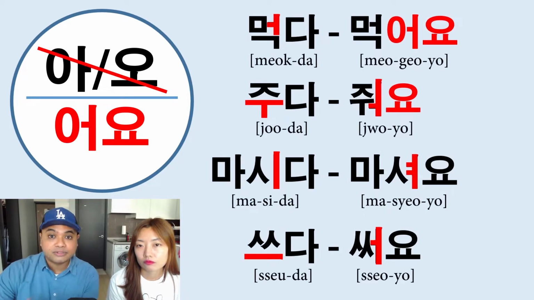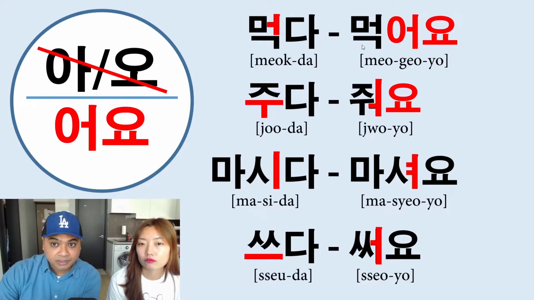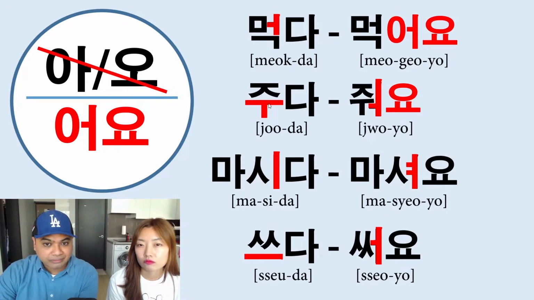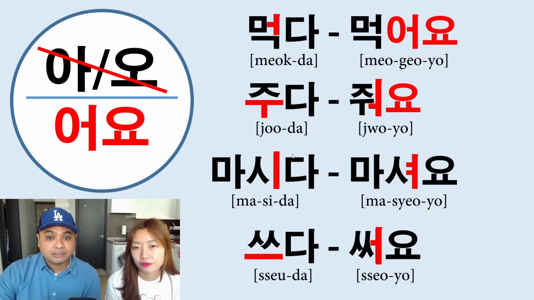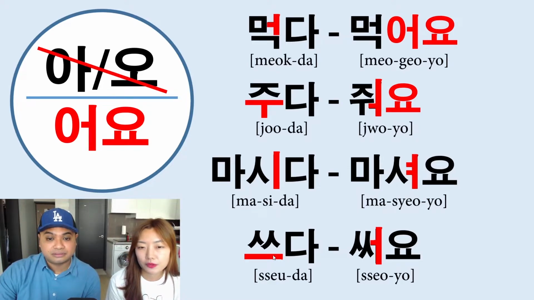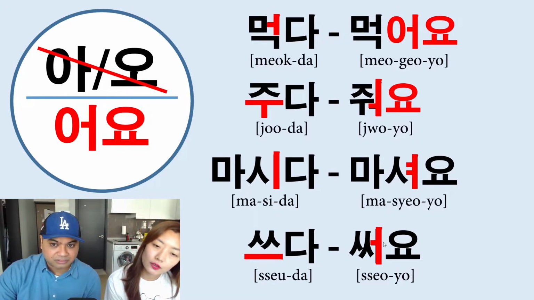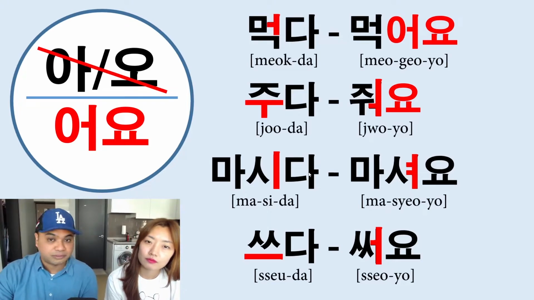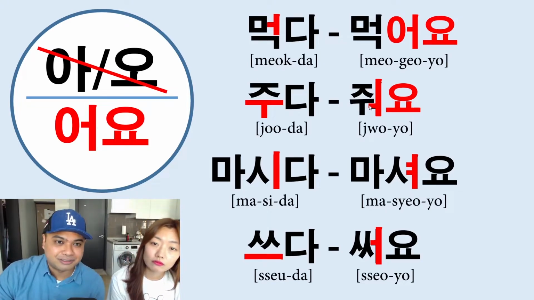So here's a little recap of this. If it ends with a consonant, you just add oyo. If it ends with a u, 줘요, joyo. If it ends with an i, 마셔요, mashoyo. And if it ends with 으, 써요, soyo. Yeah, so I think this is a very helpful screen. Maybe you should screen grab this.